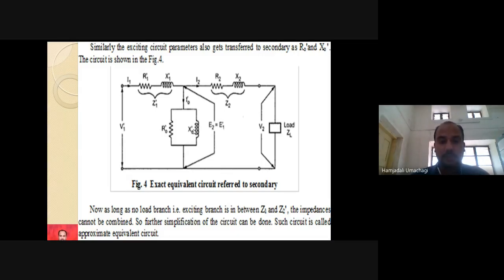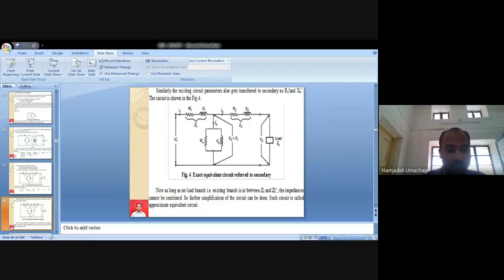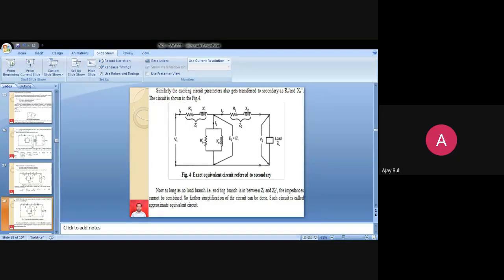So always remember, from primary to secondary means the forward direction, so R, X, and Z are multiplied by K square, whereas voltage is multiplied by single K and current is divided by single K. Whereas if we are moving things from secondary to primary, then we are moving in the backward direction. Then R, X, and Z should be divided by K square, voltage should be divided by single K, and current has to be multiplied by single K. Is it clear?